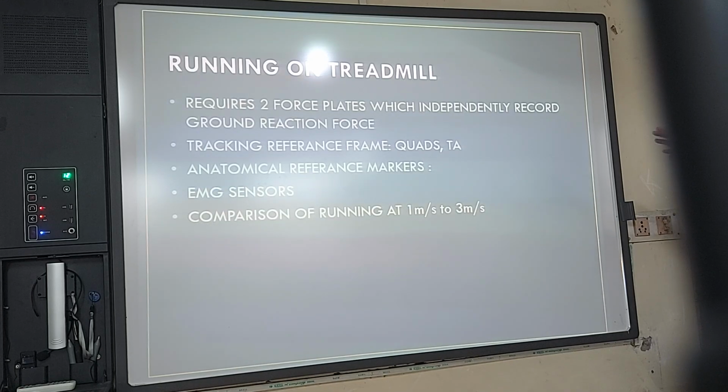There is a requirement of two force plates which are independently recording the ground reaction force. We require a tracking frame for the quads and the TA, because the action is maximum. I have written just two, but there are more: gastroc, soleus, hams. You need to put all those trackers around.